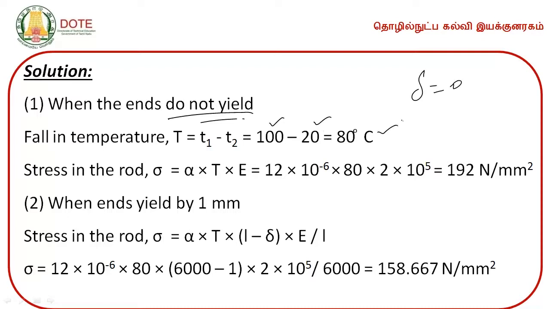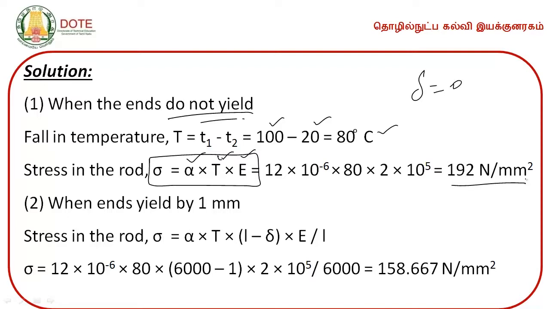So stress in the rod is given by the formula stress is equal to alpha into T into E. Alpha is the coefficient of expansion. T is the fall in temperature. Then E is also given in the problem, Young's modulus. So 12 into 10 to the power minus 6 into 80 into 2 into 10 to the power 5. This is going to be 192 Newton per mm square. This is the stress induced in the rod when the ends do not yield.